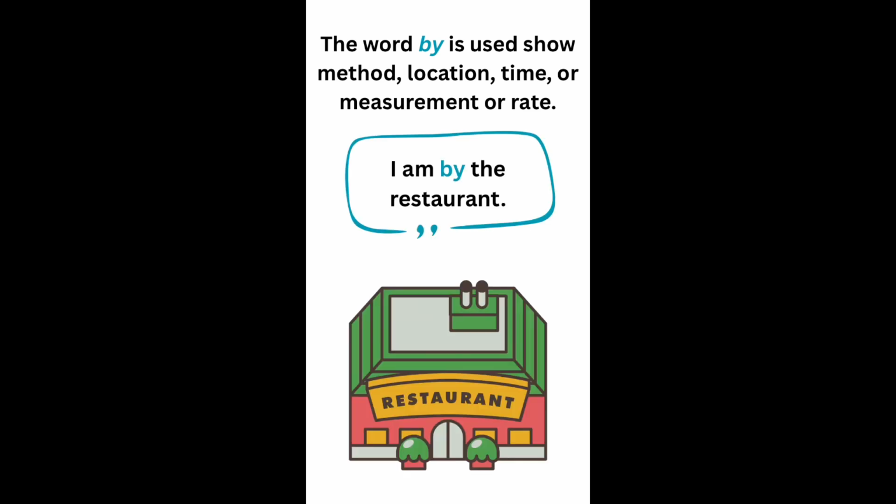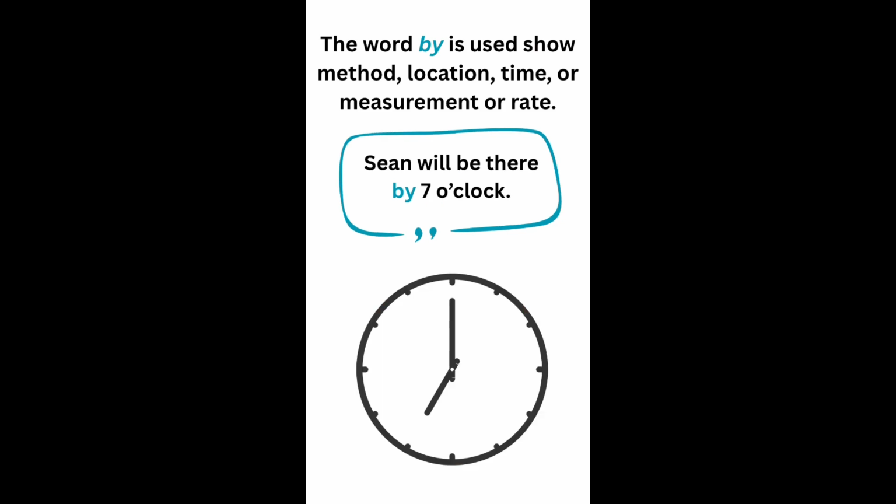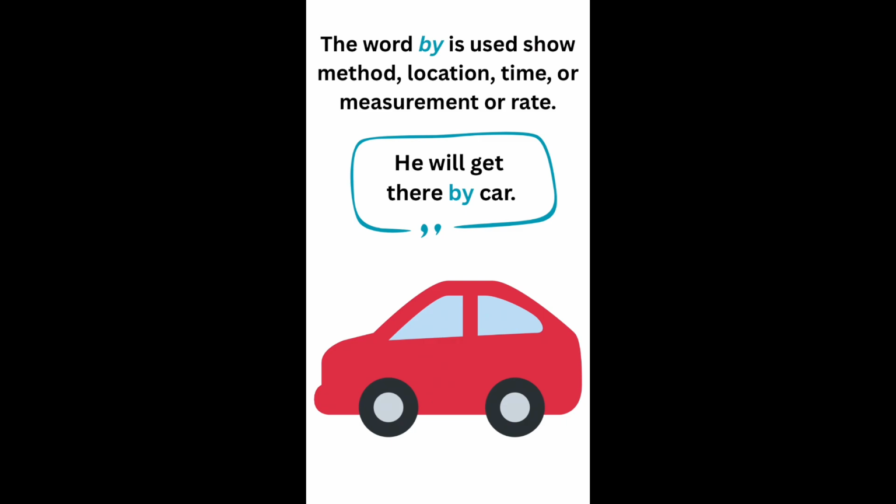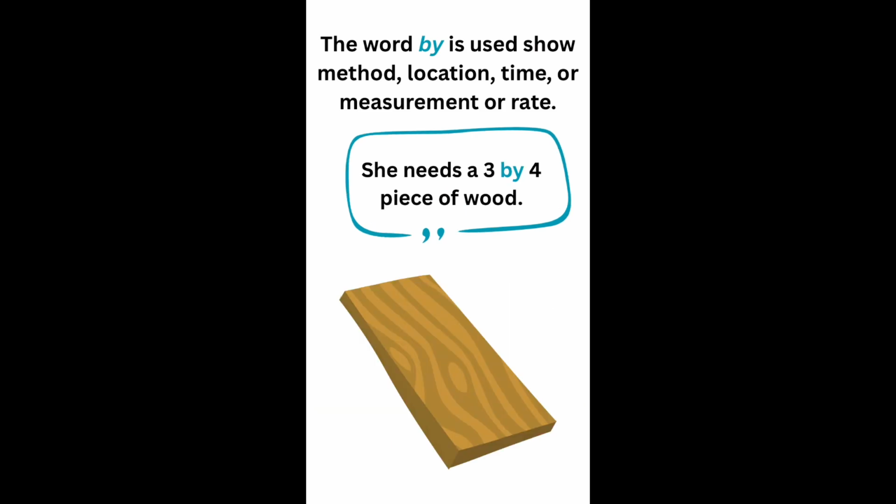The word by is commonly used to show method, location, time, or measurement or rate. For example, I am by the restaurant, or Sean will be there by 7 o'clock, or he will get there by car, or she needs a 3x4 piece of wood.